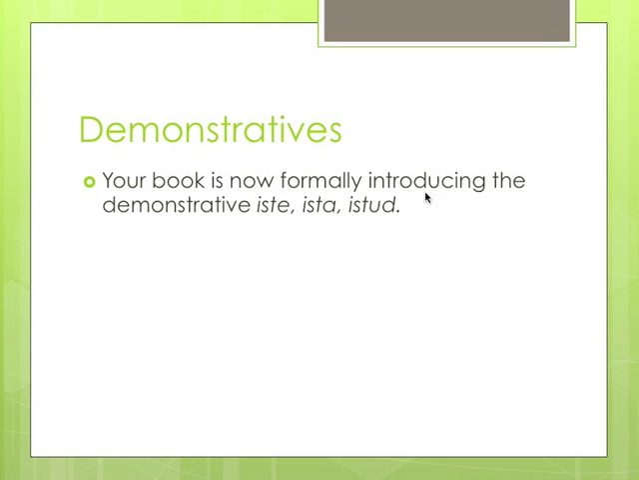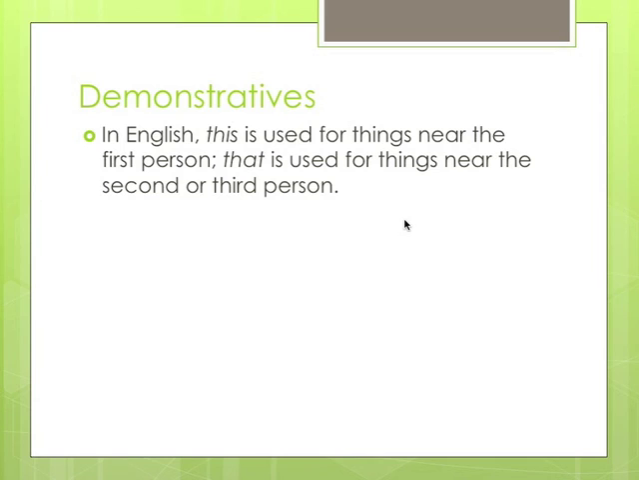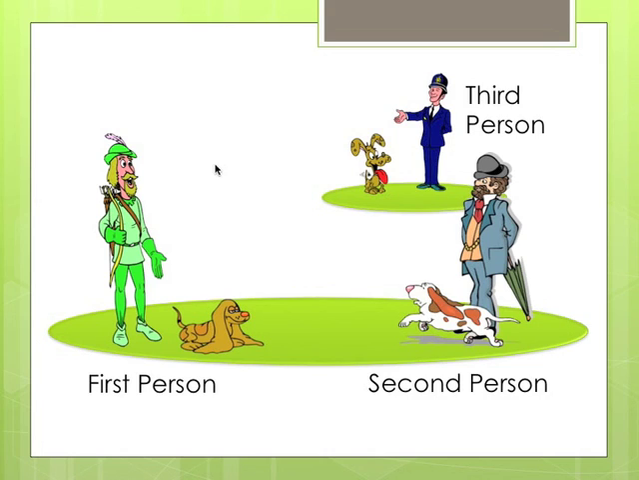Your book is now formally introducing the demonstrative iste, ista, istud. We already talked a bit about iste, ista, istud in this class, so some of this will be review, but this is an important topic, so please pay attention. In English, this is used for things near the first person. That is used for things near the second or third person. Let me show you what I mean.